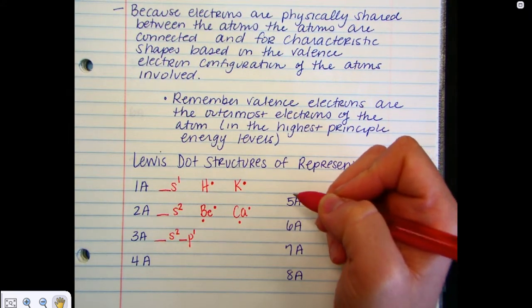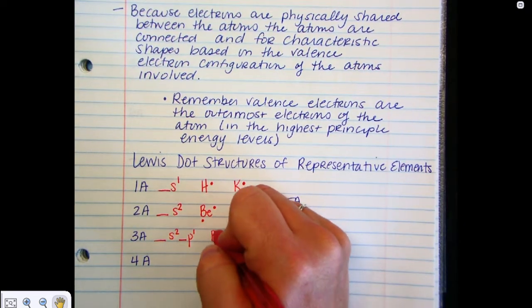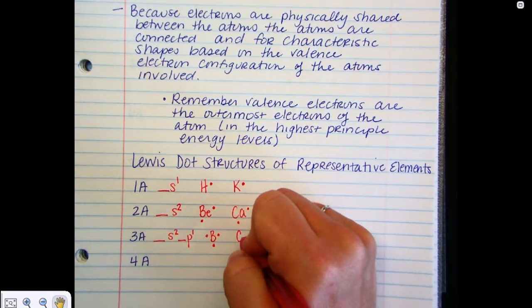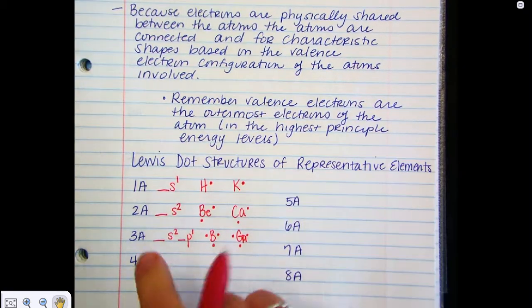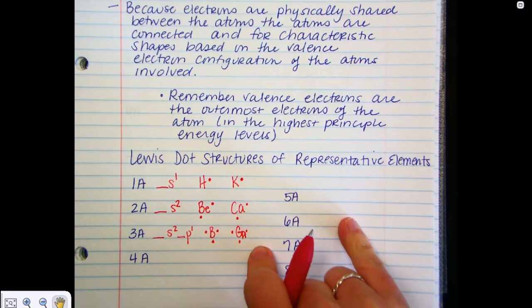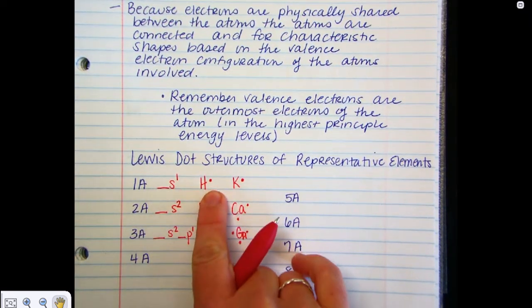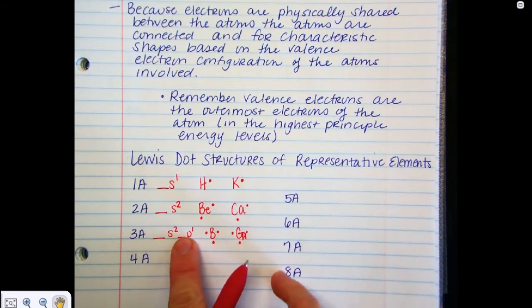So how many dots? I hope you're seeing a pattern. They should have 3 dots. So boron, 1, 2, 3 dots. Gallium, 1, 2, 3 dots. So the number of electrons that we're seeing here represents the number of dots we're going to have. Also consider this: 1A, 1 electron, 1 dot; 2A, 2 electrons, 2 dots; 3A, 3 electrons, 3 dots.